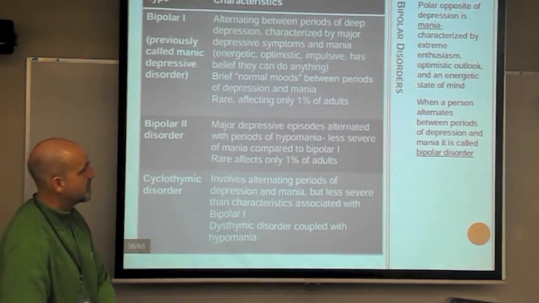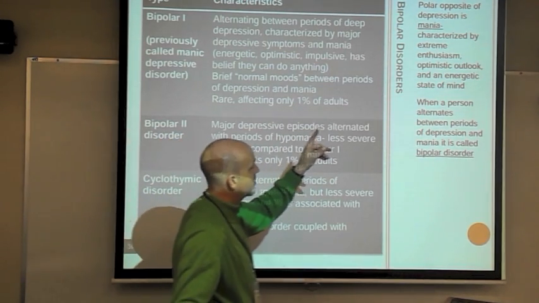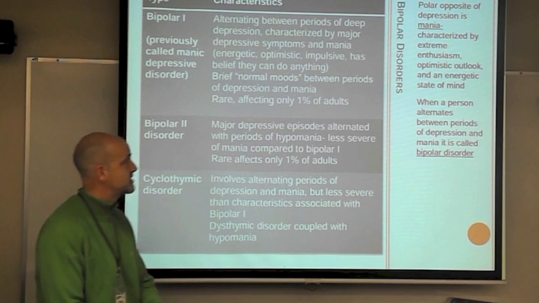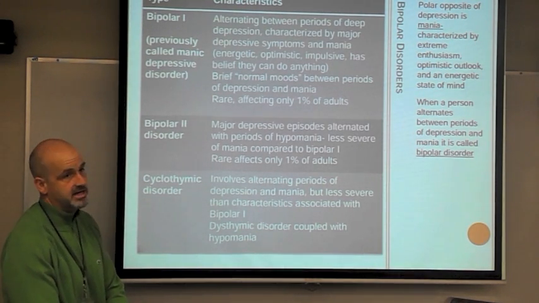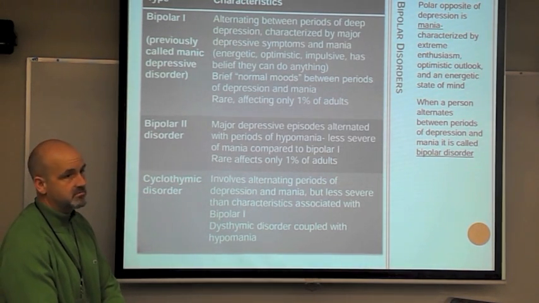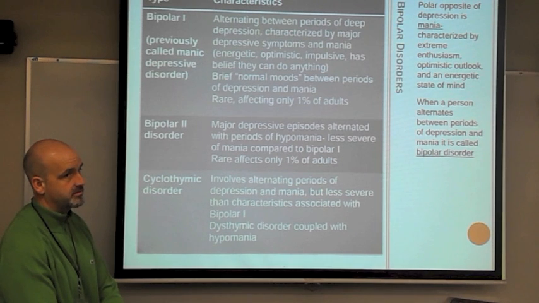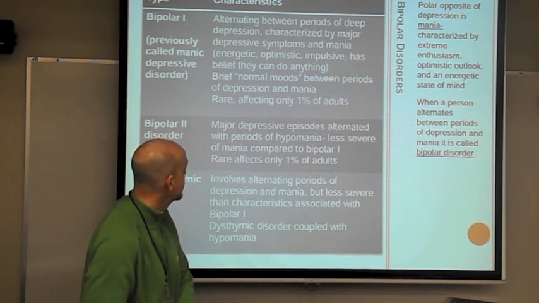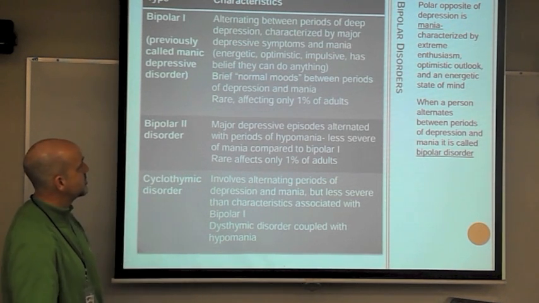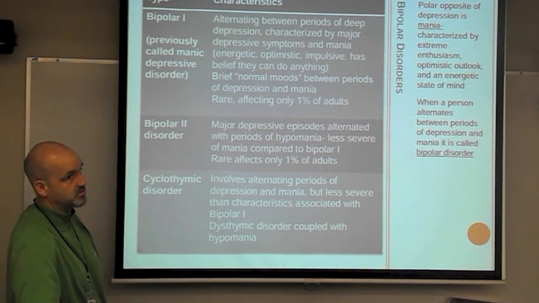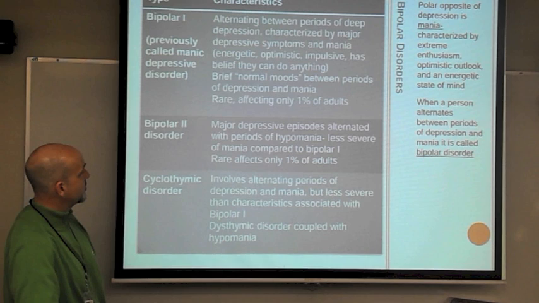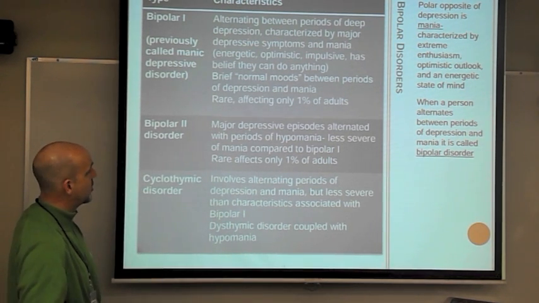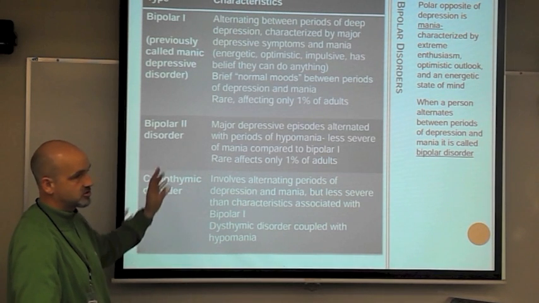Now, bipolar disorder. Remember, bipolar is basically the polar opposite of depression, which is mania. This is characterized by extreme enthusiasm, optimistic outlook, and energetic state of mind. This is basically more than just being excited. This is extreme excitement. Bipolar I, which was basically called manic depressive disorder, is where you're alternating between periods of deep depression, in other words, major depression, and then all of a sudden switching moods. In other words, North Pole, South Pole, that's why it's called bipolar, to extreme optimism, extreme energy.